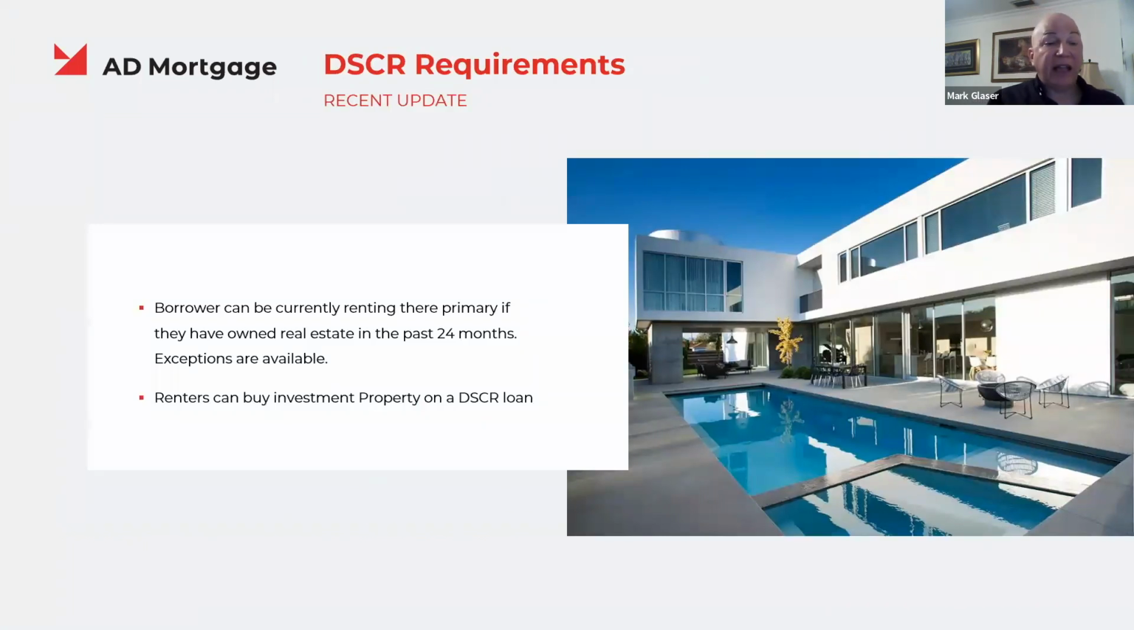Once again, to reiterate, if you are currently renting, but you've owned a primary residence or owned real estate in the last 24 months, you're good. And there are exceptions, once again, for people of great distances. Also, if you're living abroad as a foreign national and you own a primary abroad, this works as well.